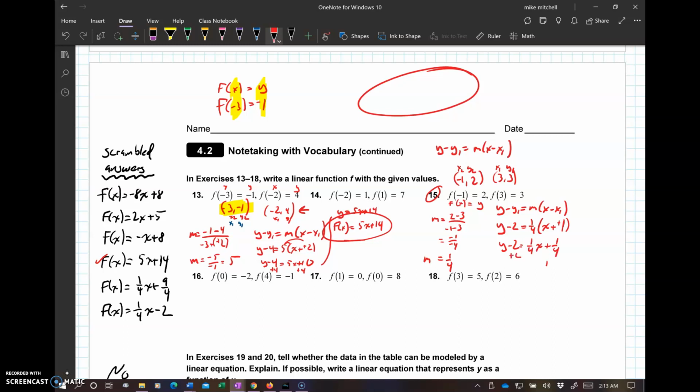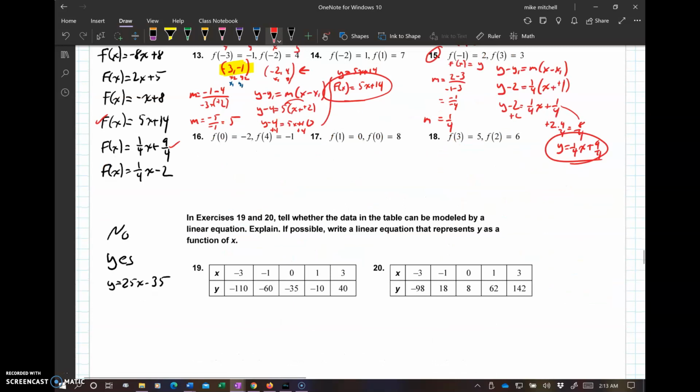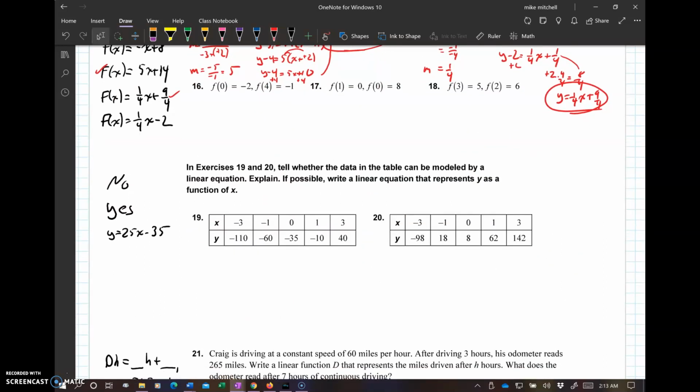I'm going to plus 2 and plus 2. Remember, you can multiply to get a common denominator, 4 over 4. Or if you just know 8 over 4 is equal to 2, that's good. And that leaves me y equals 1/4 x plus 9/4. The 1/4 and 8/4 add up to 9/4. And we got it right there. Okay, you can get those other ones.